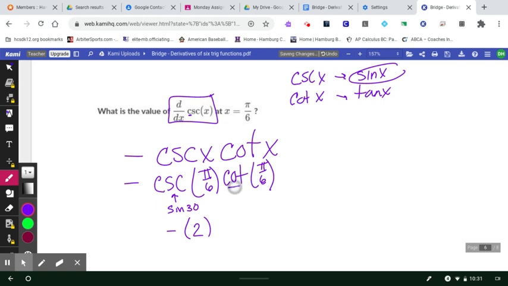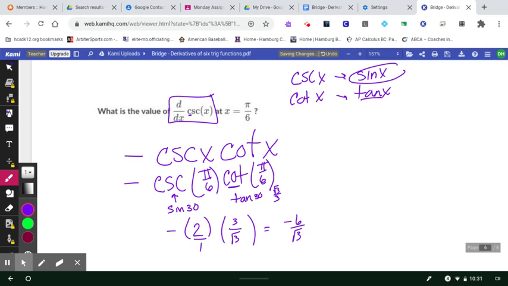Now I need the cotangent, whose reciprocal is tangent. So I'm really going to think the tangent of 30, because that's pi over 6. Tangent of 30 has all the 3's. So that's radical 3 over 3. But I want cotangent, so that's 3 over radical 3. I'm going to put this over 1. So I would say I get negative 6 over radical 3.